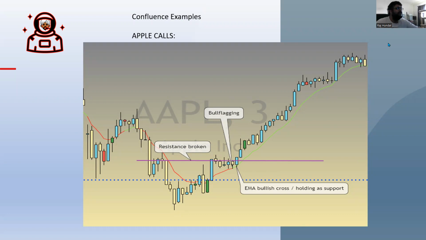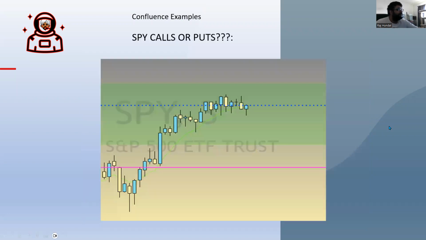What's the next one? All right. SPY calls or puts. In the chat, using the information you see on the screen, what are you guys thinking here? Calls or puts? Take your time. I'm going to give you guys a second. Let me hit this while you look at this and let me know. Calls or puts?